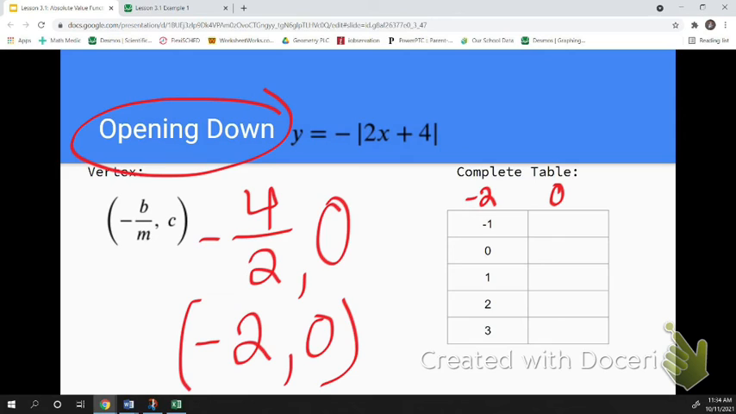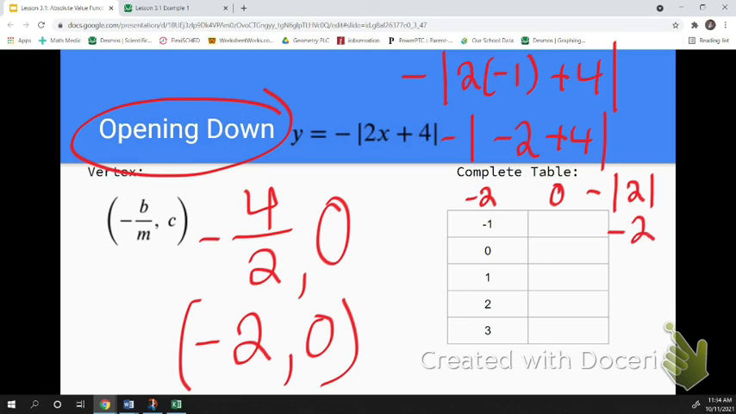Now we're going to complete the table. You can show your work by plugging it in. Now, with the negative out front, it's going to take our absolute value and make the opposite of that. So we'll be getting some negatives here instead. So inside the absolute value, we get -2 plus 4. It's still going to end up being -2. You can show your work for all of these. We'll check back in a second.